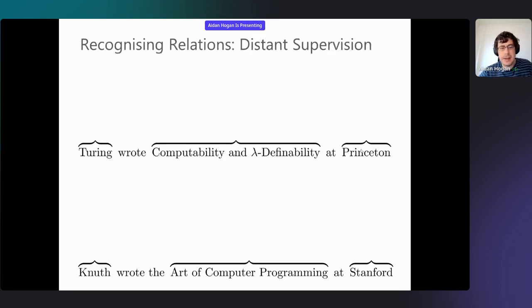So for this, a major trend at the time and still now is towards using distant supervision in the context of knowledge graphs. So the idea is we have some text and we have these two similar phrases or sentences in the text. And what we'll do is identify the entities in both of these sentences from the knowledge graph.